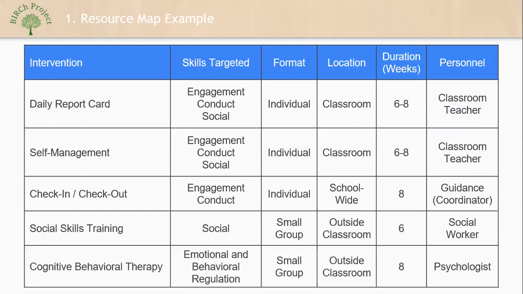This resource map also identifies the format, whether it's individual or small group, as well as the location, the expected duration, and who is responsible for providing that intervention. Now, just because a classroom teacher implements the intervention, they will still need some support around conceptualizing, creating, and implementing the intervention. So usually a school psychologist or support personnel will help them with that. But the goal with this first step in this targeted intervention model is to just outline what resources are available to bring to bear for those students who might need a little bit extra additional support.